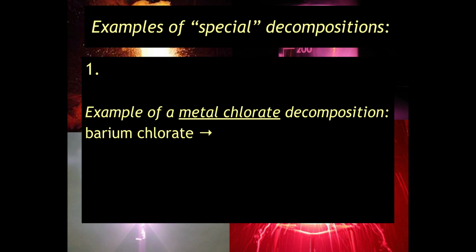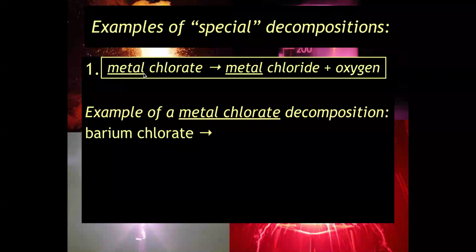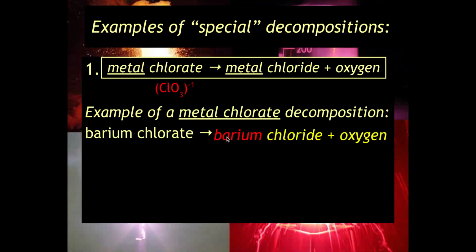When that decomposes, anytime you've got a metal chlorate, it's going to have this form. You're going to make metal chloride plus oxygen. So every time you see on the left side of your arrow a metal chlorate, when that chlorate breaks down, it's going to make this chloride plus oxygen part. So let's look at this example. Barium chlorate, what's it going to break down into? It's going to break down into barium chloride plus oxygen. Every time you're going to see the chloride plus oxygen when chlorate decomposes.